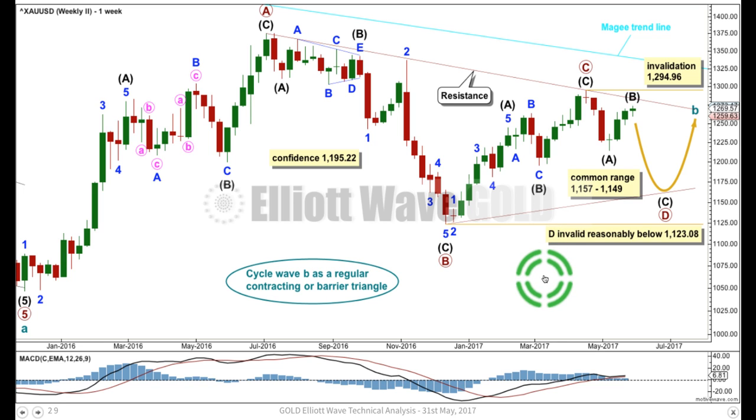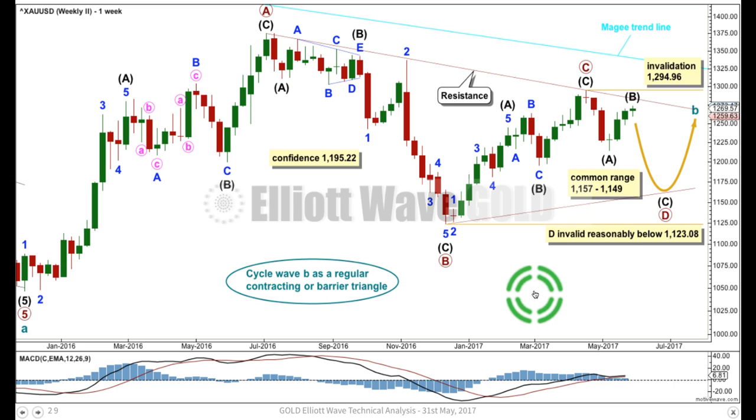I can see another way of labelling this as well. It's possible we could have A and B could be incomplete. It could be moving lower as a double zigzag, subdividing W, X, and we'd have Y to move lower. That's also possible. Once we get some more downward movement, then I might start to publish another idea for the triangle for cycle wave B.